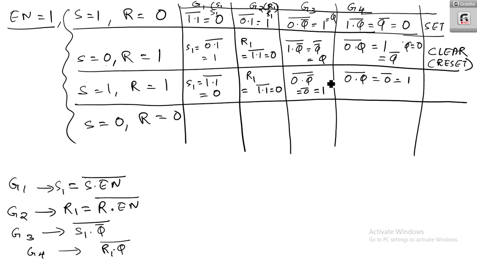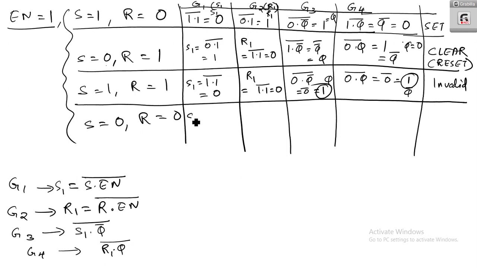So here we can say that this is equal to Q and this is Q bar. So both are equal to 1. So what we can say? It is an invalid state. When S is equal to 1 and R is equal to 1, it is an invalid state. Now next case is when S is equal to 0 and R is equal to 0. That is the last case.